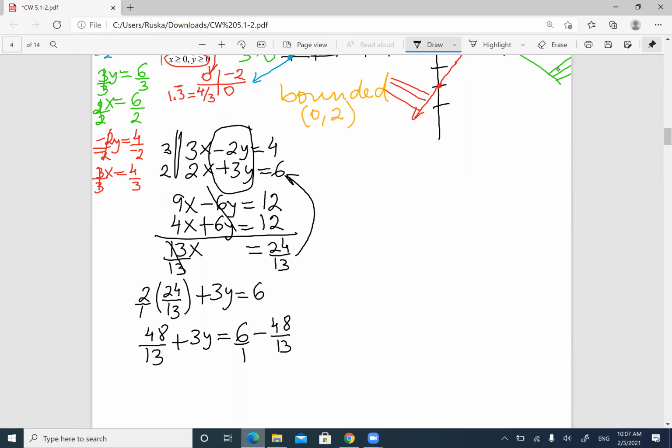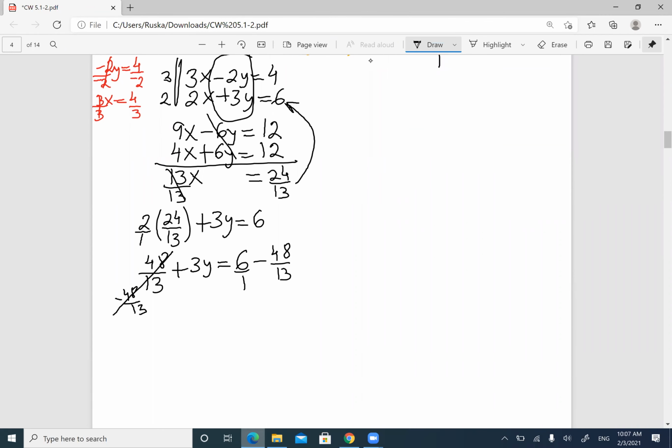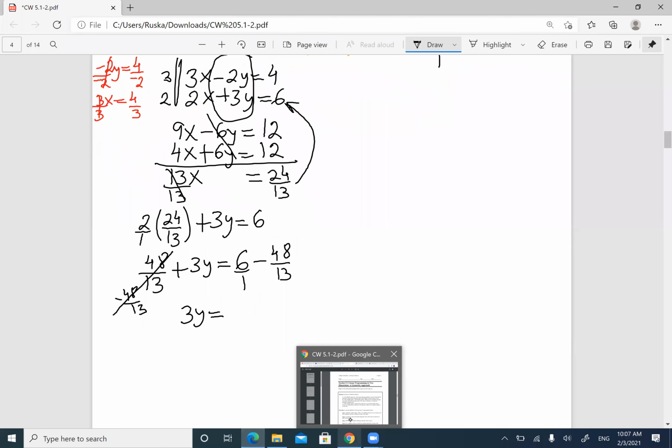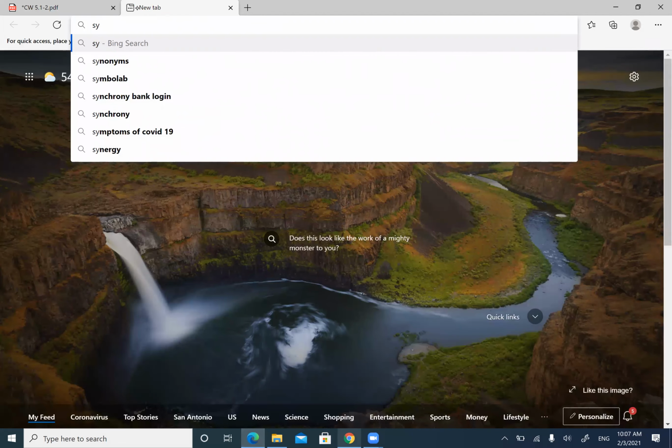This is 6 over 1. So subtract this. This cancels. And we're going to get 3y equals. Now here, if you want, you can use a calculator for this.